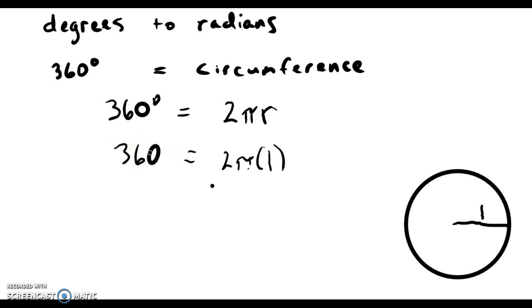So we're going to leave things in terms of pi when dealing with radians. And what I mean by that is just don't multiply 3.14 times the 2, because pi is an irrational number. It goes on forever. So we're going to lose value if we round it to 3.14. So leave it as pi. This just means 2 times pi.